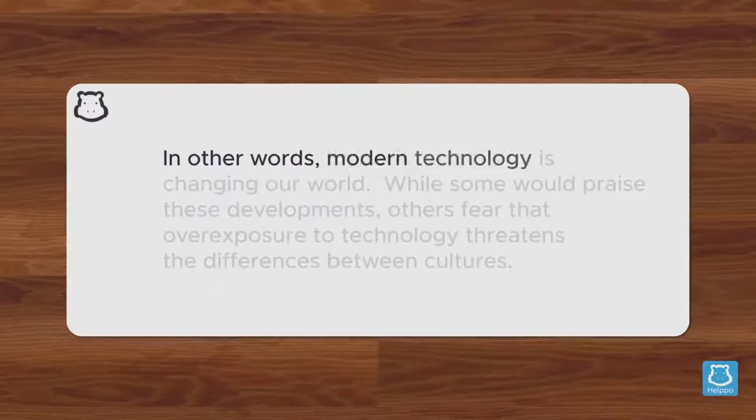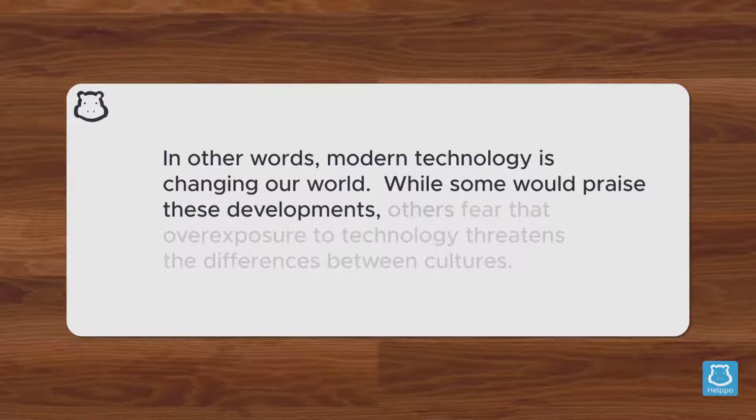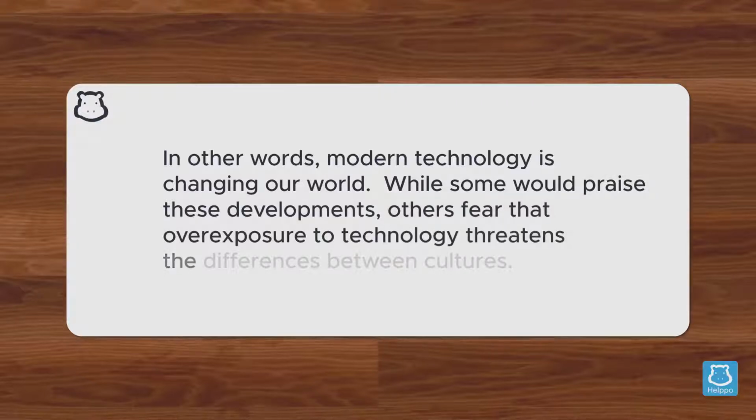After your introductory statement, you may choose to restate your prompt in your own words. In other words, modern technology is changing our world. While some would praise these developments, others fear that overexposure to technology threatens the differences between cultures.